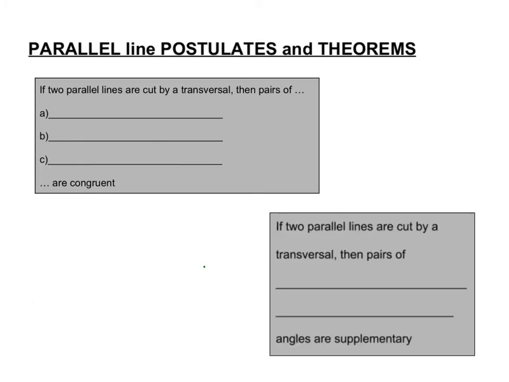So this is just more of the same thing that we've already talked about, what these parallel line postulates and theorems say. So if two parallel lines are cut by a transversal, then pairs of corresponding angles, alternate interior angles, and alternate exterior angles are all congruent. And if parallel lines are cut by a transversal, then pairs of your consecutive interior angles are supplementary. Just remember that your consecutive interiors are also called same side interiors.